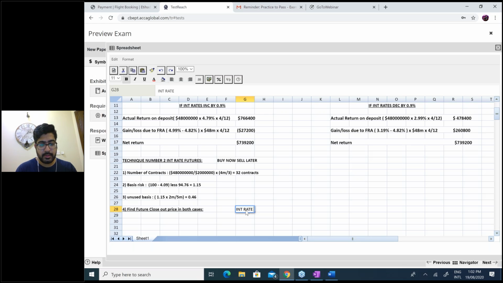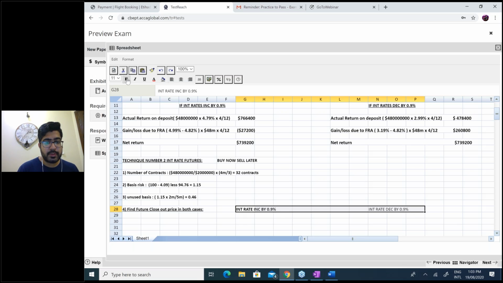Interest rate increase by 0.9%. Interest rate decrease by 0.9%. Step 4 specifically asks: find future closeout price in both cases.